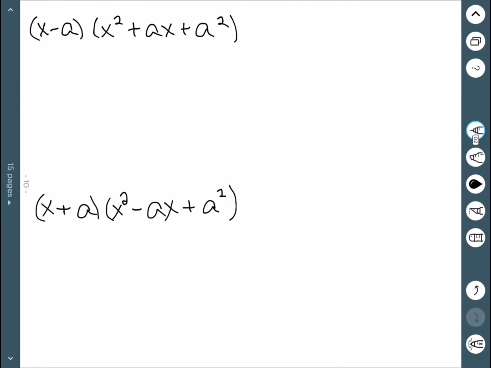Our last special products: x minus a times x squared plus ax plus a squared. If we were to multiply this out, we actually get x cubed minus a cubed. Same thing here. If we change this to x plus a and x squared minus ax plus a squared, we would get x cubed plus a cubed. And for all of these special products, if you were to multiply these out, you can achieve these formulas on your own.